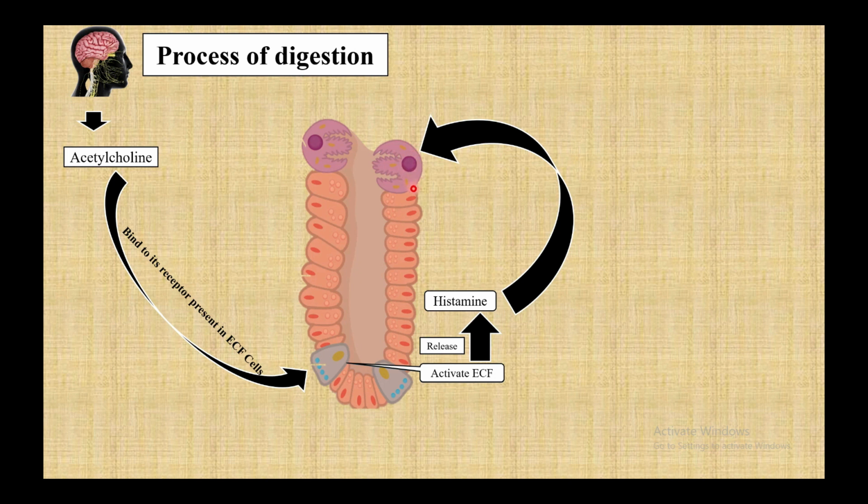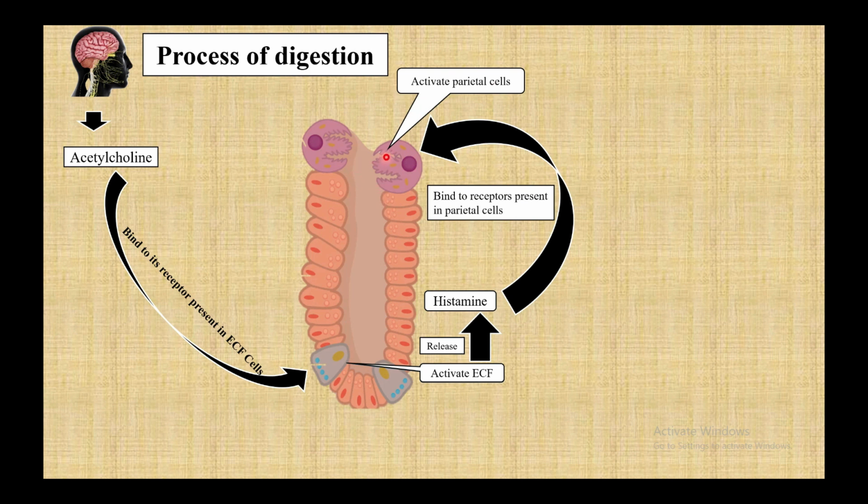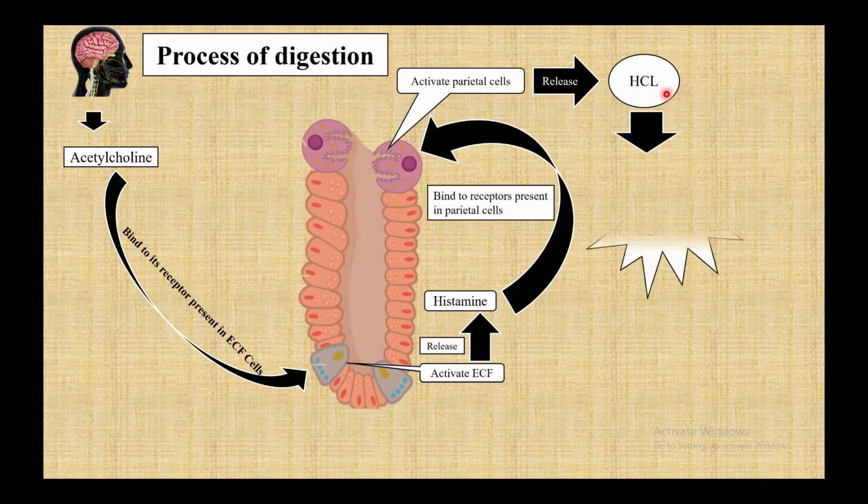So when this histamine goes and binds to the parietal cell, the parietal cell will get activated. Okay, so when the parietal cell is activated, the most important function of the parietal cell is that it will start to produce HCl. They will start to release HCl, and this HCl is important for digestion. Okay, in this way the process of digestion occurs.